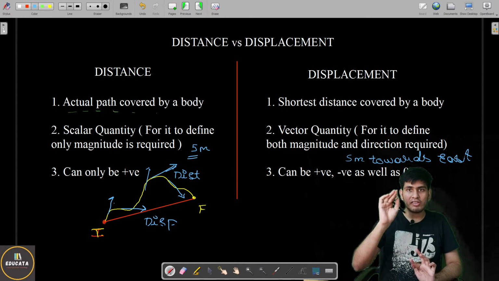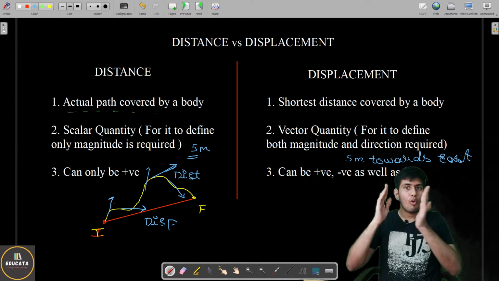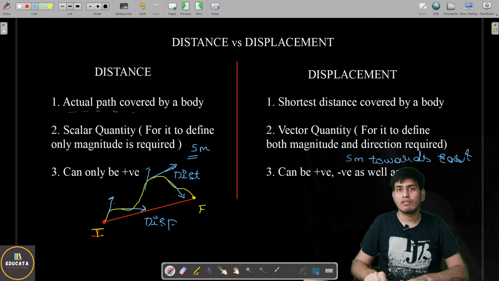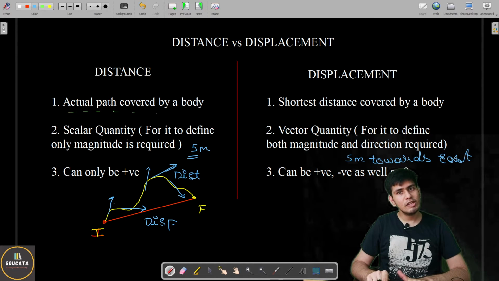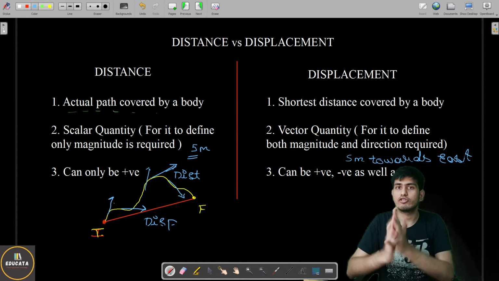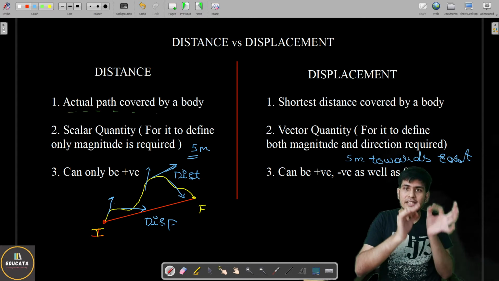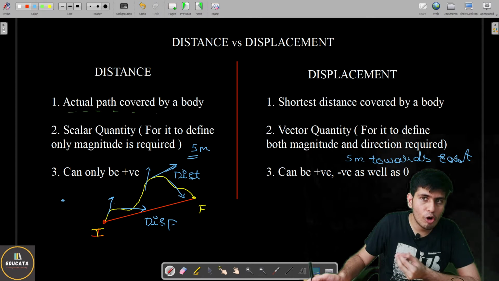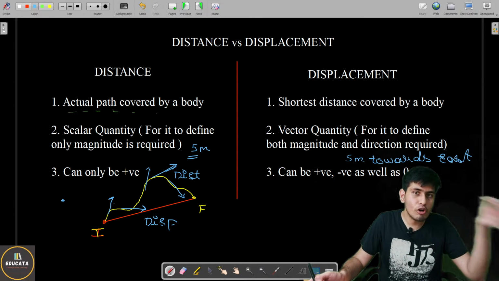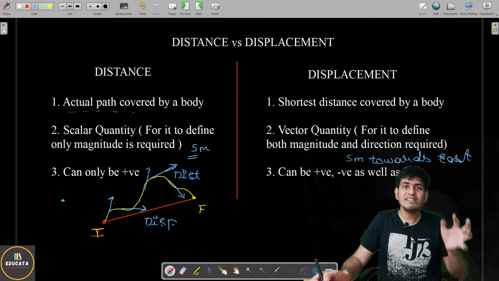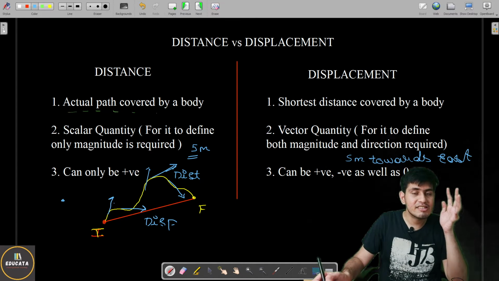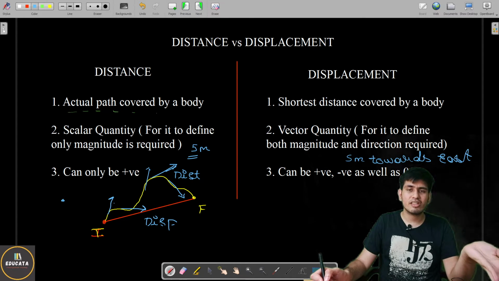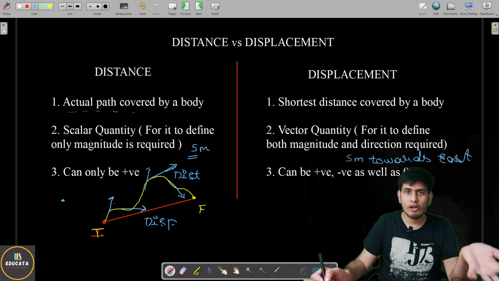Now, another point to note: distance can only be positive. It cannot be negative. Ayush, can distance be 0? No, 0 is not a positive value. It can only be positive. If the distance is 0, it means the body is not moving and the motion is not taking place. If the distance covered by the body is 0, then it is not a case of motion. It is the case of a body at rest.